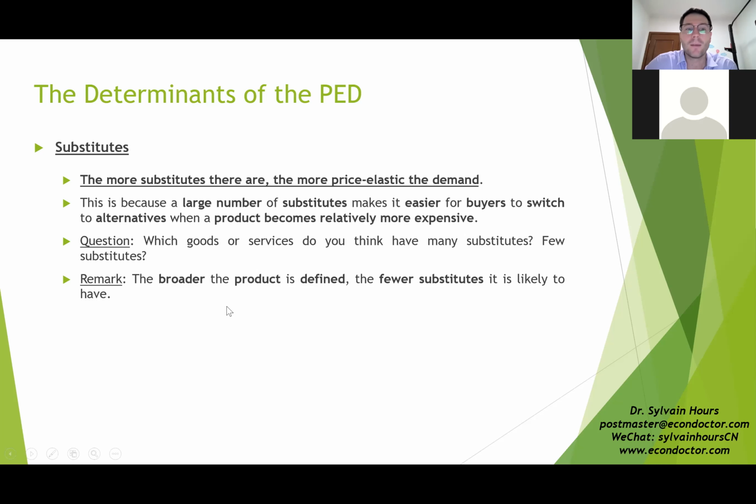A remark, because of course, how many substitutes a product has depends on how broad you define it. So if I ask you, what is a substitute for eggplant? That's going to be easy, right? You can tell me, okay, zucchinis, pepper, things like that. But if I ask you, what is a substitute for food? You see, food is very broad.